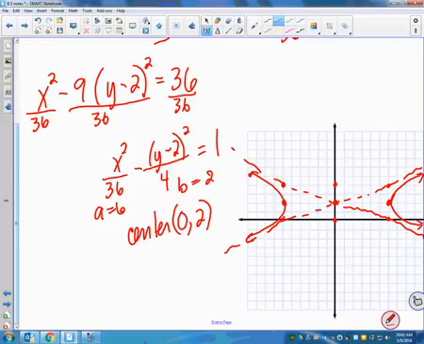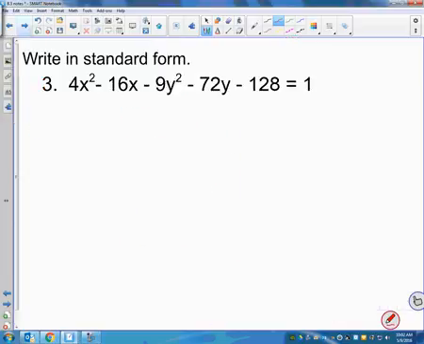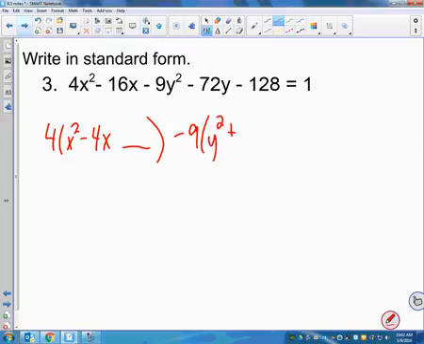Alright, I have one more here. Let's see if we can do this really quick. I'm trying to remember if this was this. Remember when you factor out a negative, it changes the sign here?